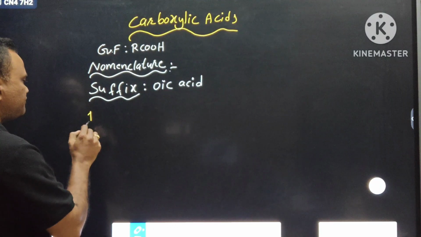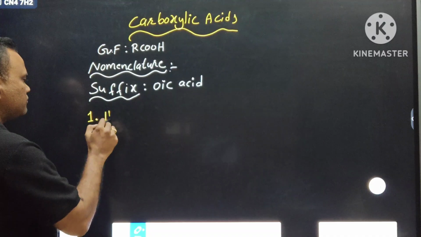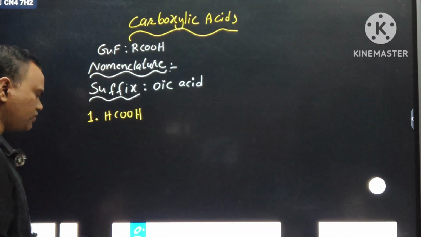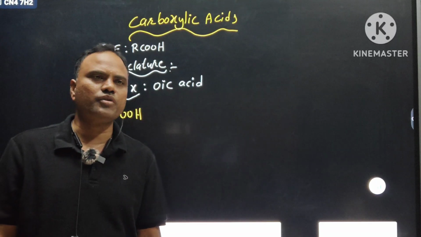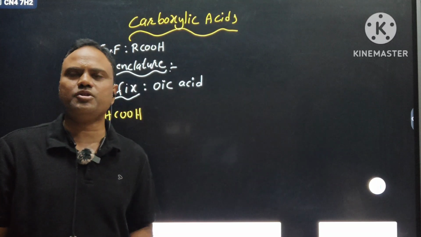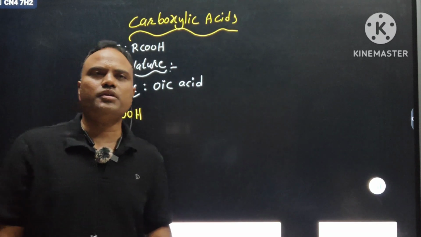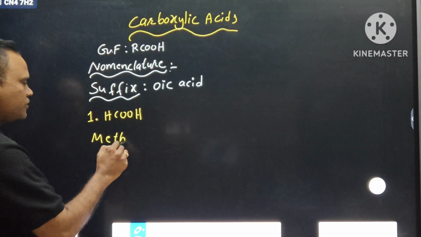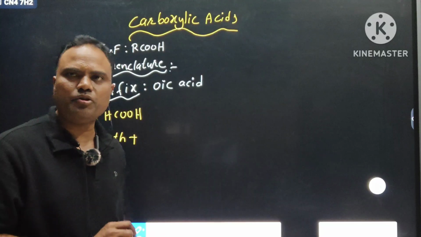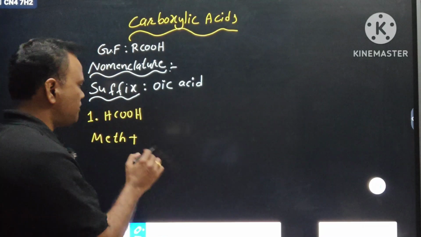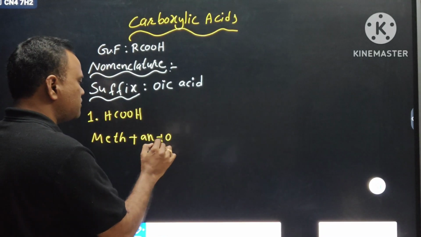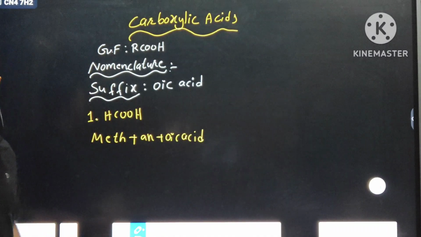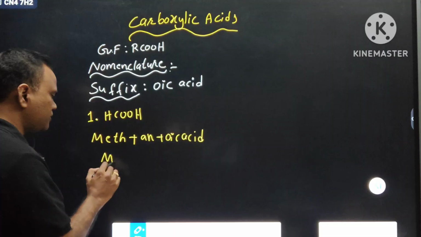Okay. In this, how many carbon atoms are present? One carbon is present. If one carbon atom is present, then what is the root word? Meth. So meth, plus, is there any carbon-carbon double bond in this? No. So meth plus an plus oic acid: methanoic acid.